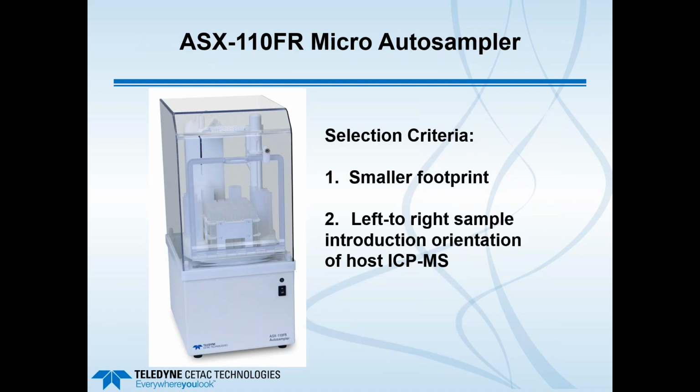So selection criteria, why would you then choose perhaps an ASX110 versus an ASX112? Well, earlier I did put in one of the early slides some specifications, and for the ASX110, you do have a smaller footprint, although the autosampler is taller. It's also a little bit easier to set up if you have a left to right sample introduction orientation of the host ICP-MS. And ICP-MSs do vary among manufacturer models depending upon how that sample introduction orientation is set up.